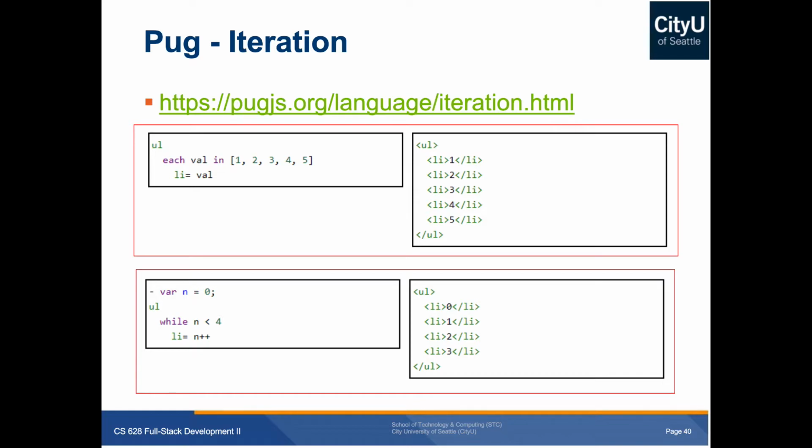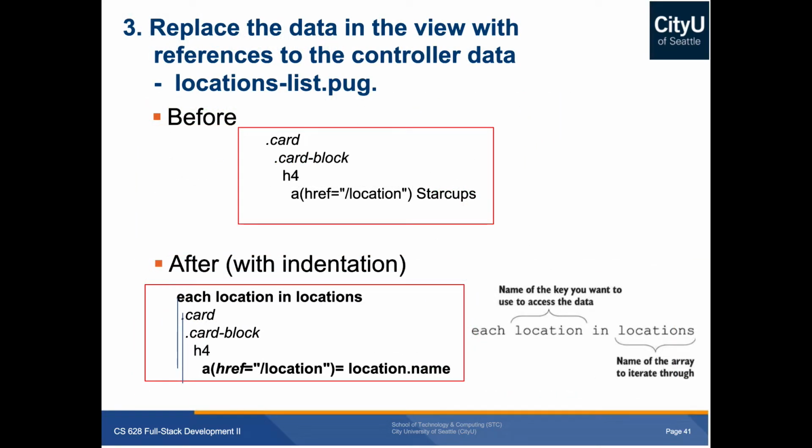In Pug, if you want to iterate, we can use the each keyword, then define the variable that we want to reuse, and the in keyword followed by the array that we want to iterate. We can also use while. Fixing this one as well, we have the location Star Cups, and you say location.name.